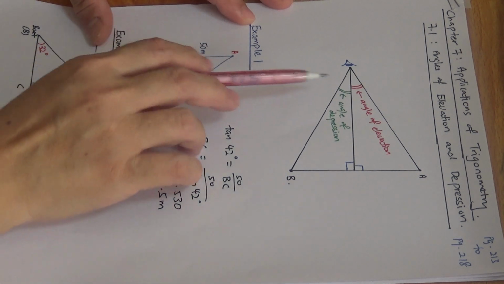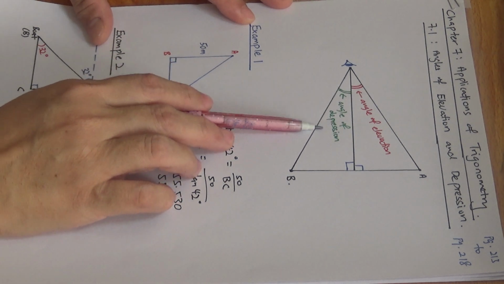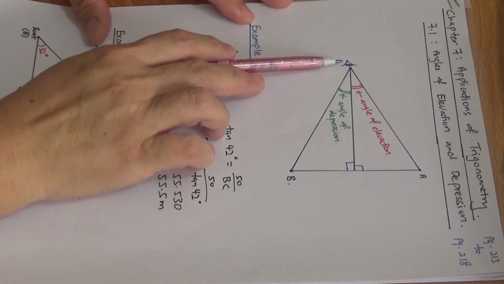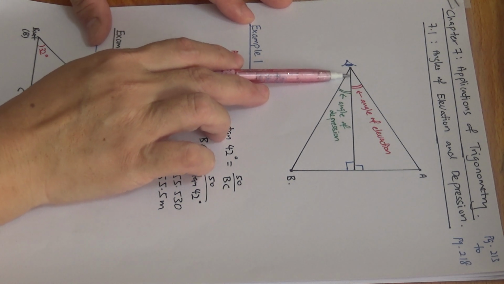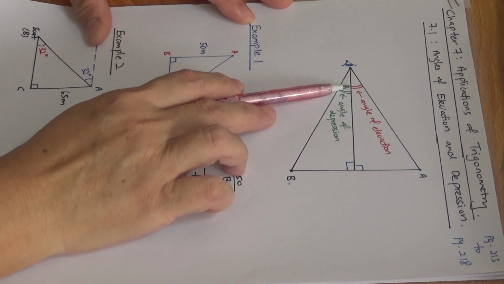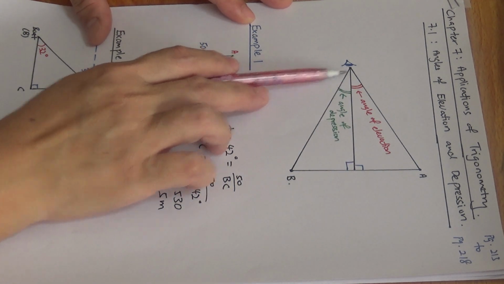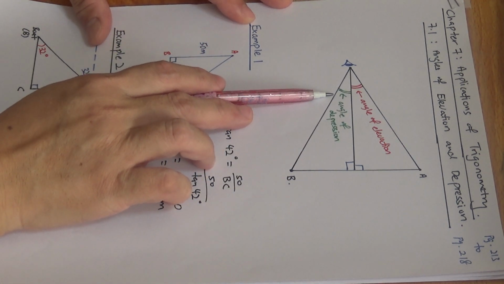Now in Sec 2, we learned about angle of elevation and angle of depression. For angle of elevation, if it's with respect to the eye level, the horizontal line upwards, this is called the angle of elevation, and the angle of depression is from the horizontal line downwards.